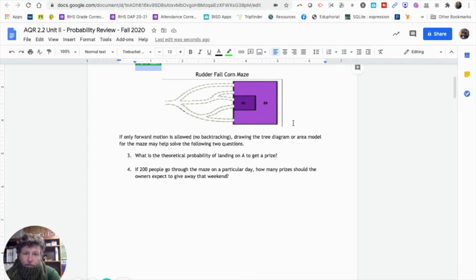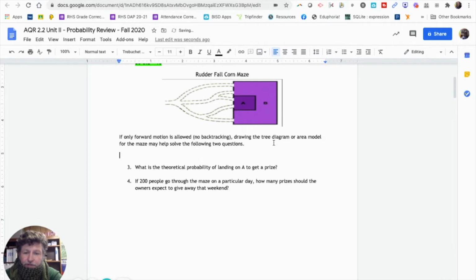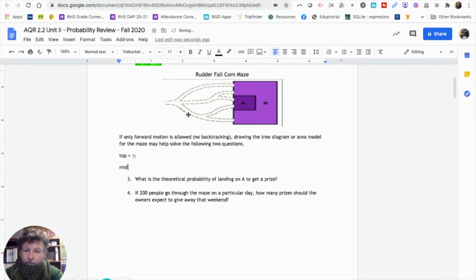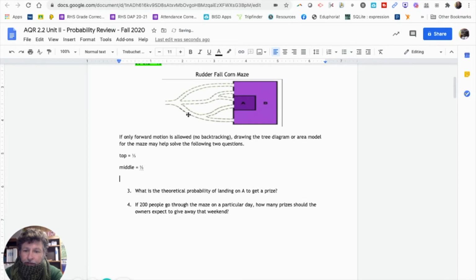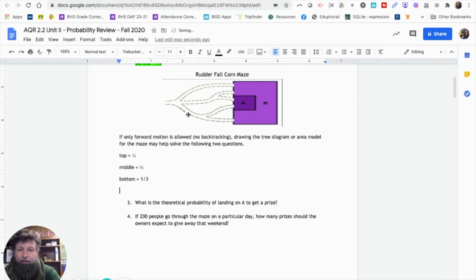Okay, so by looking at this, we need to look carefully. The first event, we have 3 pathways, right? So going to the top is 1 out of 3, right? The middle is also 1 out of 3. And the bottom is also 1 out of 3. Okay? So now we've got that down.